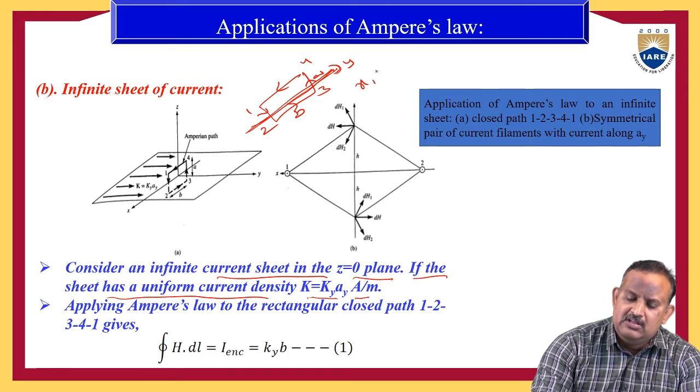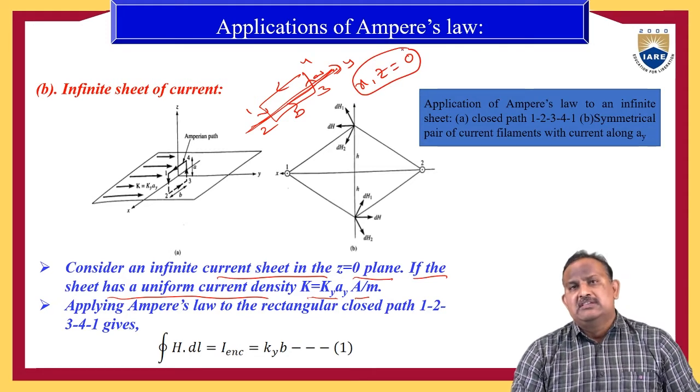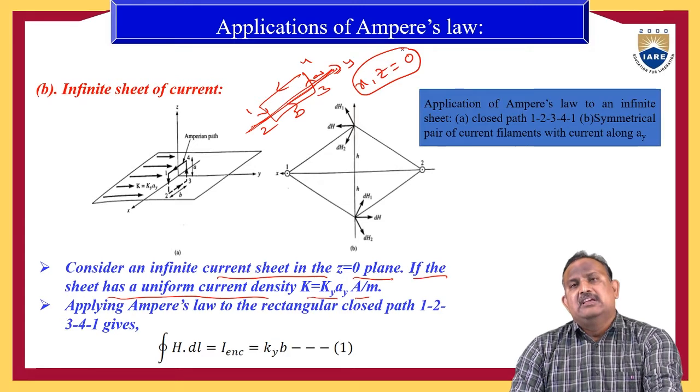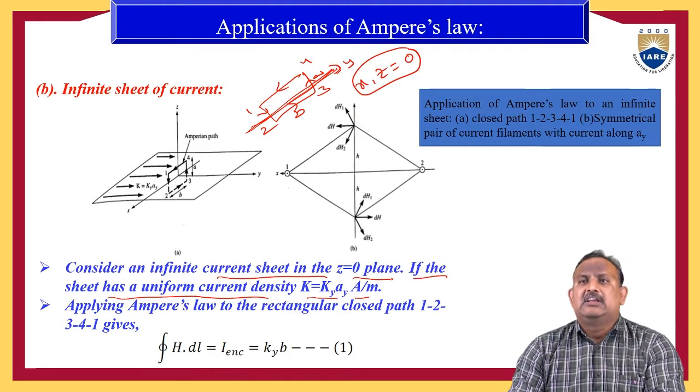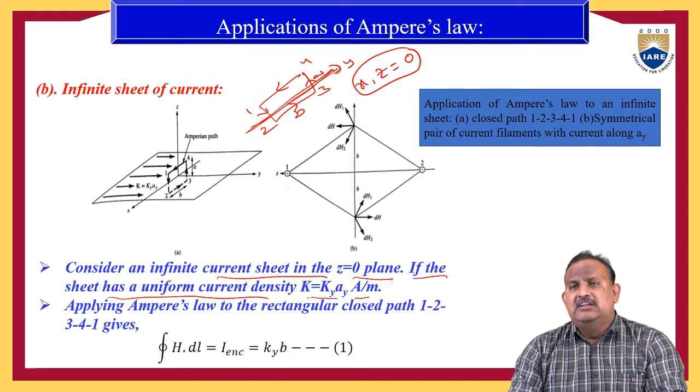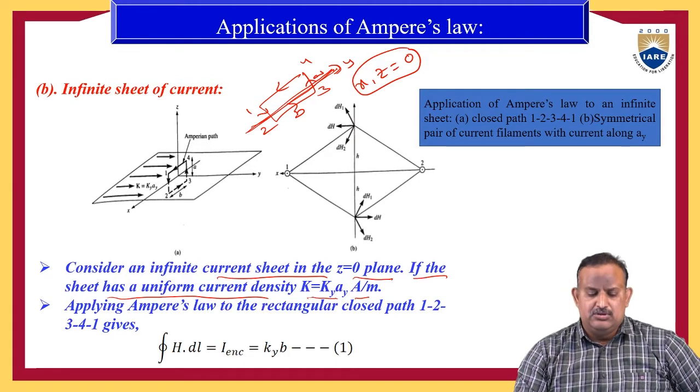Along x and z directions, the current is 0. We need to assume that, because the total current density is along the y direction. Along the y direction only we need to consider the current value. Along x and z directions, the current intensity is 0.